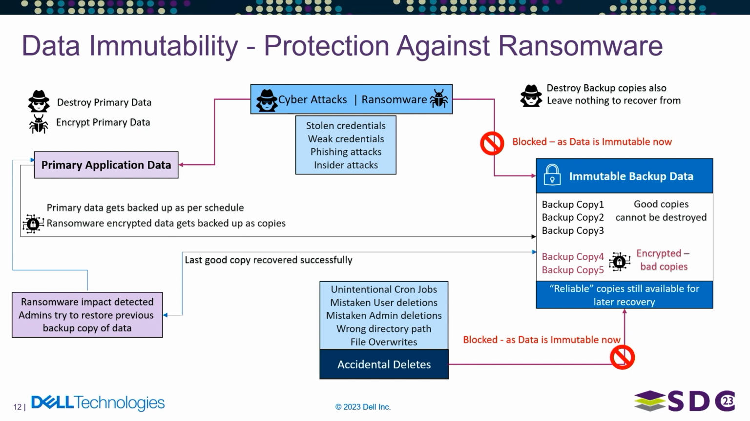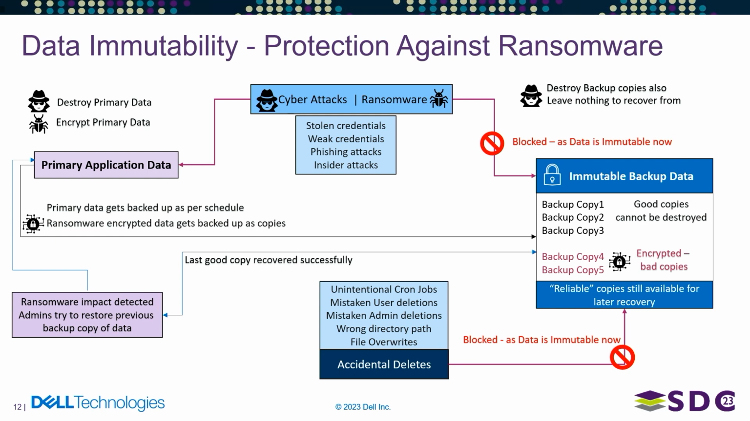So in the same event, let's say the ransomware attack happened and the encrypted copies came back into the backup server, which is copy 4 and 5, the red ones. But we still have copy 1, 2, 3. And the attackers cannot destroy them because they are locked, right? So we still have 3 reliable copies available because of immutability. And at this event, the admins would restore the last known good copy, which is copy 3 over here, and they have something.